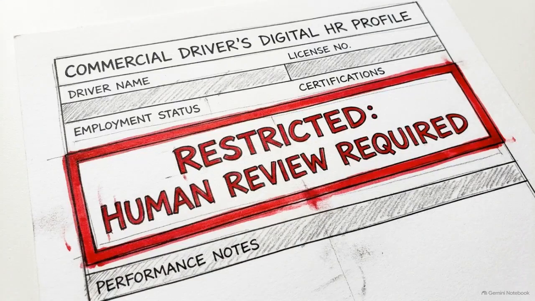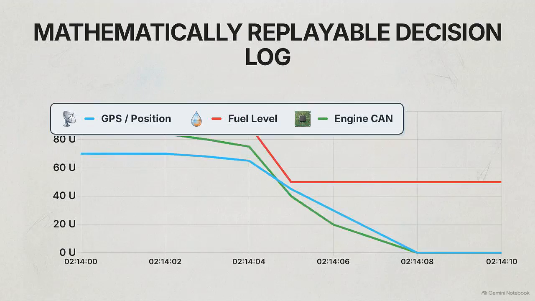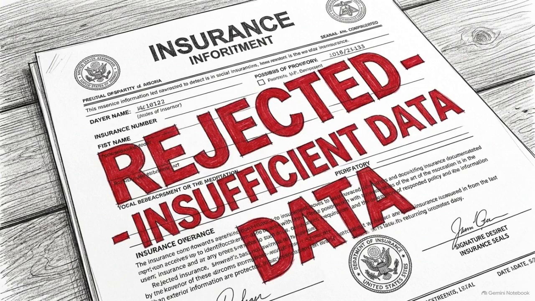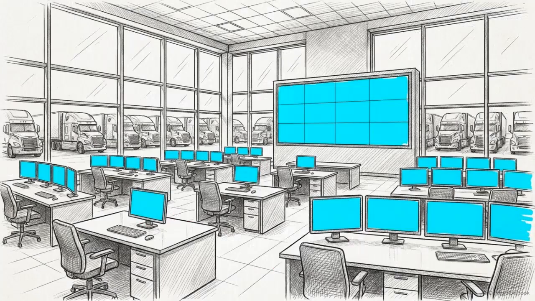Third, the action cannot touch a person's record. Anything affecting a driver's employment, paycheck, or safety score is strictly gated from total automation. And fourth, the decision must be mathematically replayable. If you cannot perfectly reconstruct the sensor readings 6 months later for an insurance dispute, the workflow cannot be automated. Long-term efficiency belongs to the fleets that engineer systems to safely offload low-value decisions.